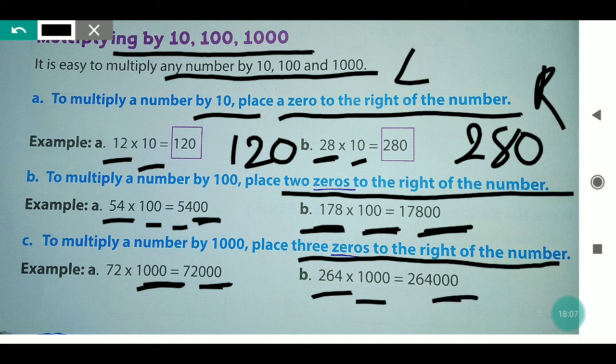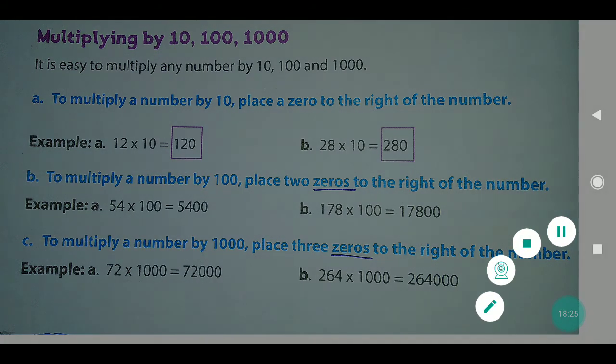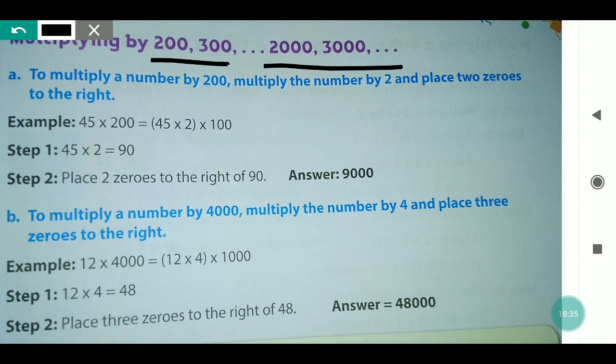In the same way, a 3-digit number is being multiplied with 1000. The 3 zeros we have put on this side, and the numbers which are left, like 264 into 1, we have to multiply, then we will get 264 only. So like this, if you get the question, you will do this only. First try to write the number of zeros to the right side and then multiply the numbers which are left.